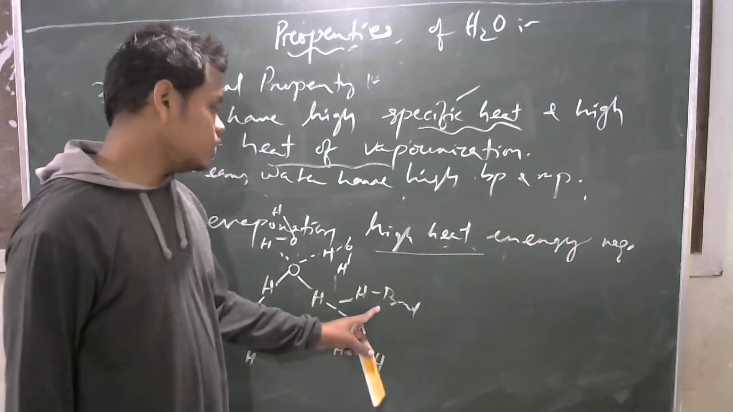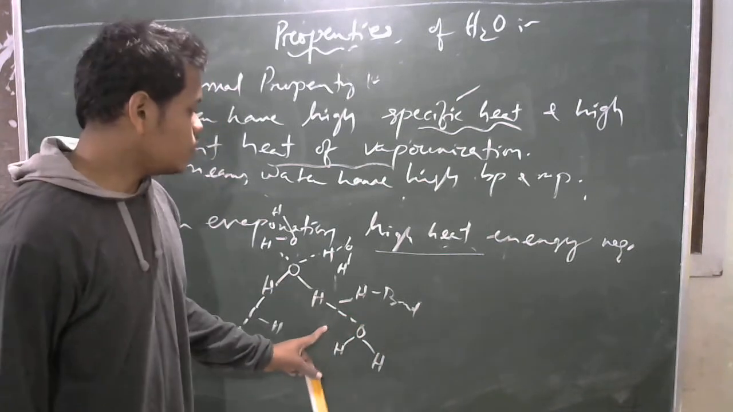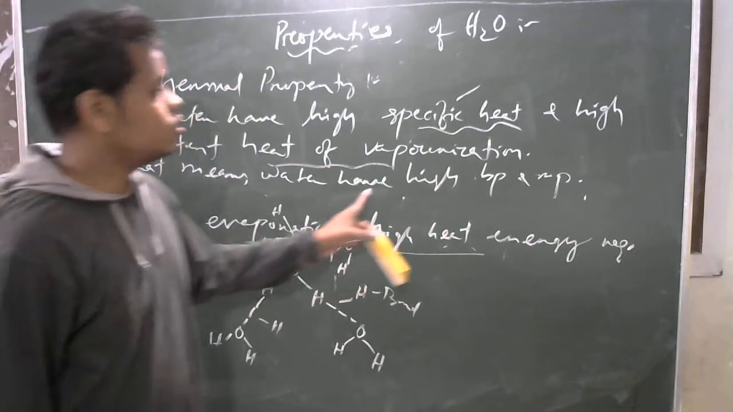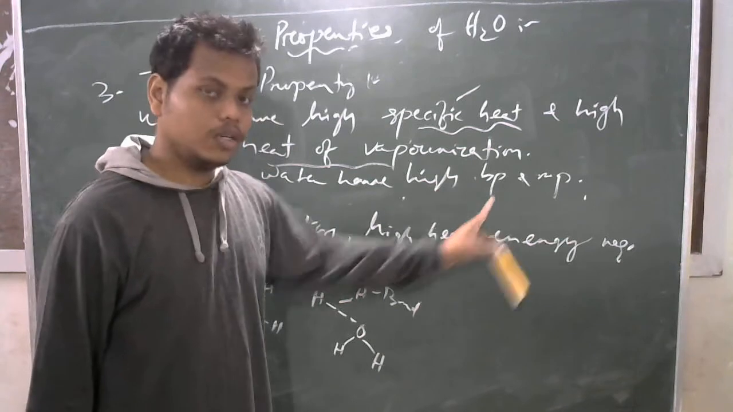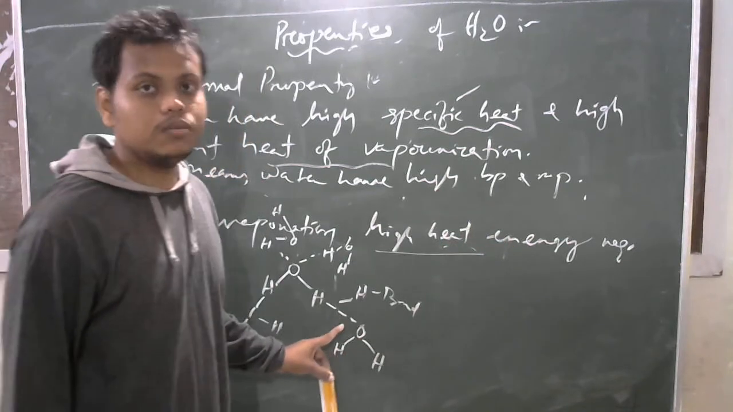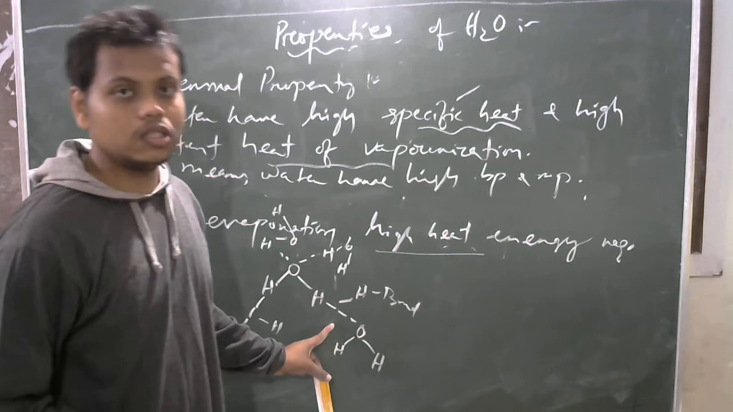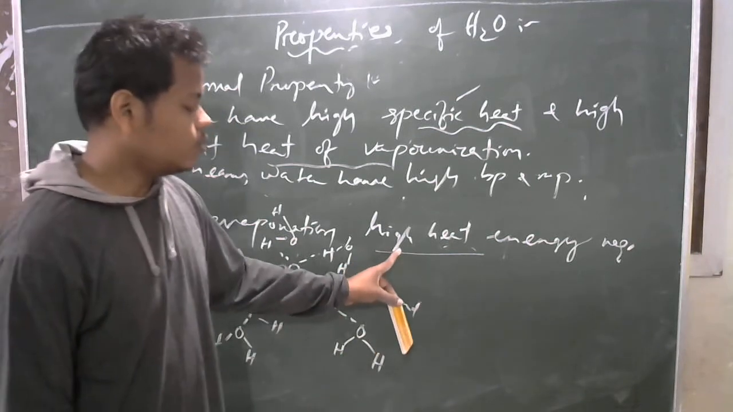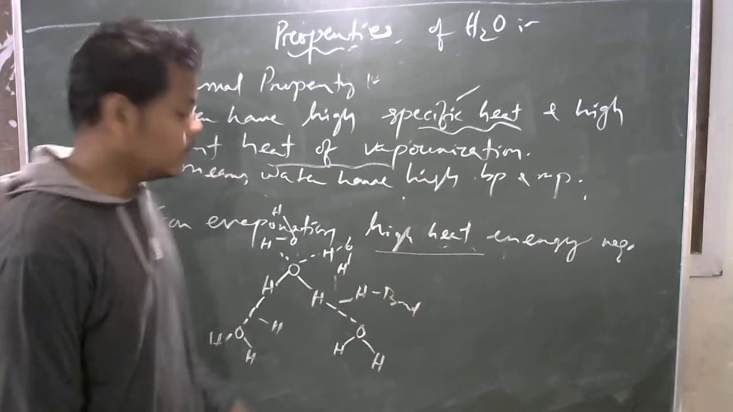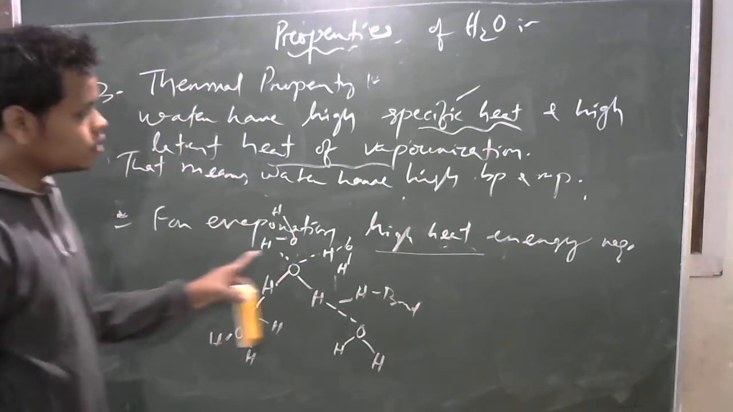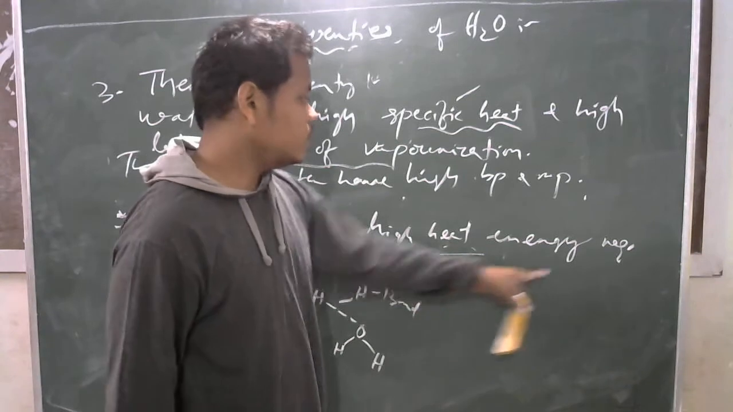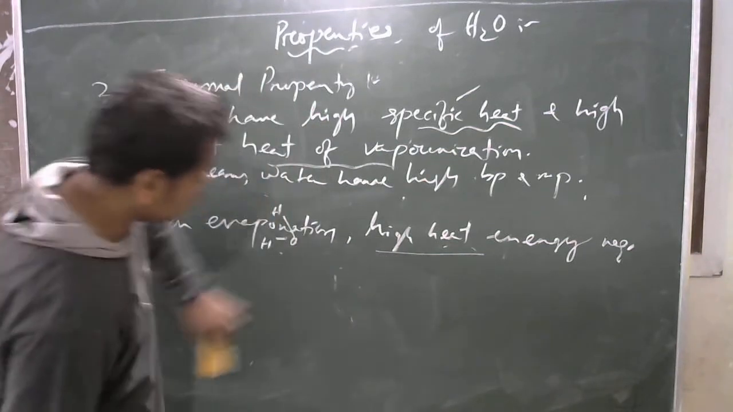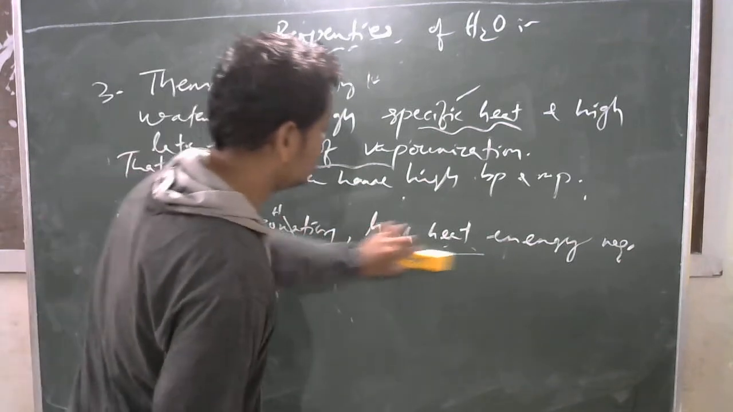So due to the presence of hydrogen bonds in water, water requires high heat energy for its evaporation and also has a high boiling point. These hydrogen bonds require maximum energy for their breaking. To break these hydrogen bonds, water requires high heat energy. So for evaporation, high heat energy is required, and this energy required during evaporation is called latent heat of vaporization.